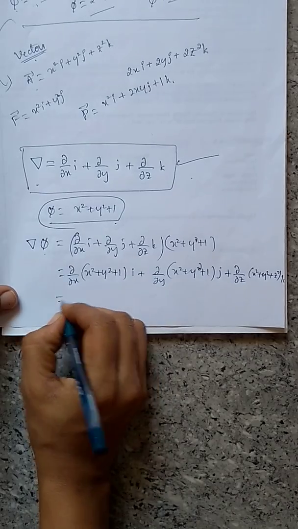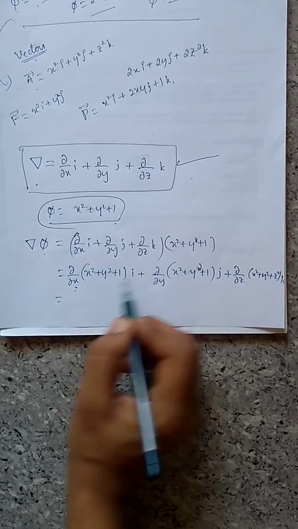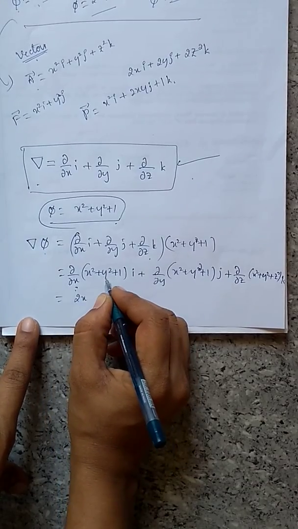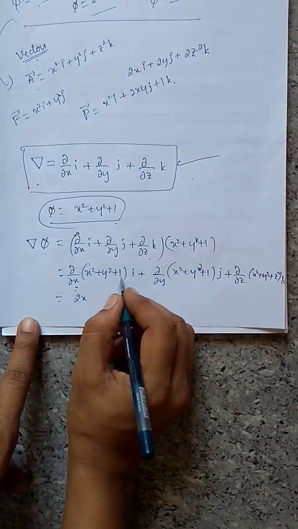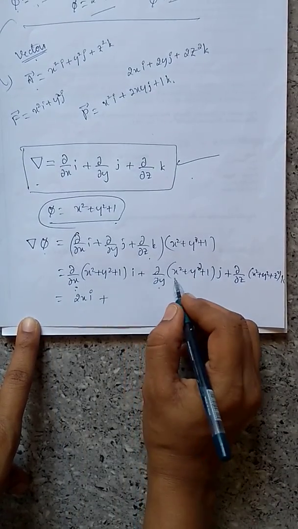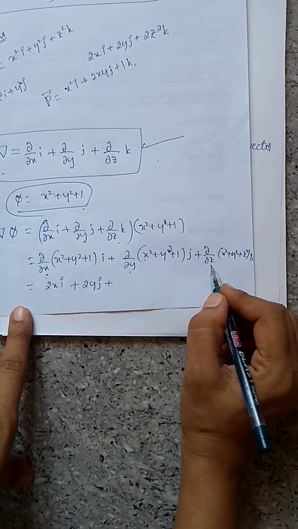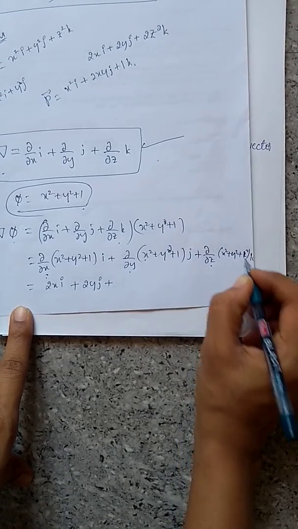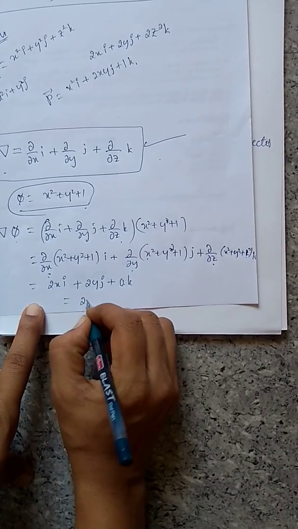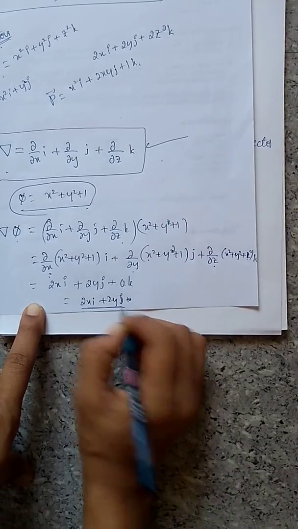Next, dou by dou x means partially differentiating this function with respect to x, keeping the other variables y and z constant. So xy with respect to x gives y, while y square and 1 give 0. Differentiating the second term with respect to y, the first term gives x, y square becomes 2y, into j. The third term, differentiated with respect to z, has no z term, so we get 0 into k. Therefore del pi is y i plus 2y j plus 0 k, and we get a vector.